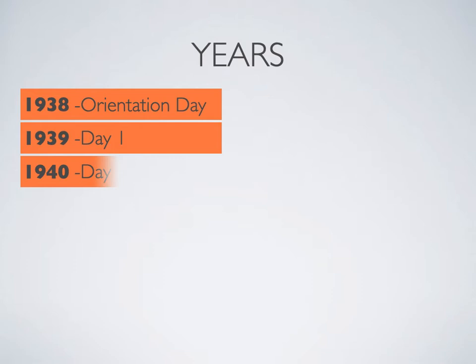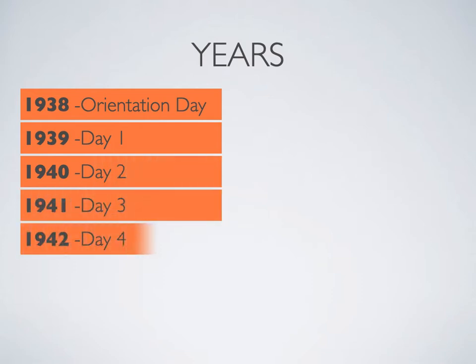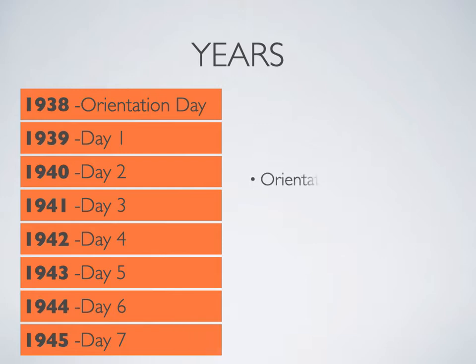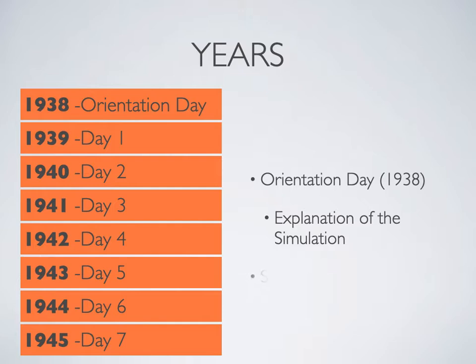Each day will be a year. Roughly, the class period is from 40 minutes to an hour each day of the simulation. And the first day, which is called 1938, is the orientation day, which is where we explain how everything works. And then the simulation runs from 1939 to 1945.